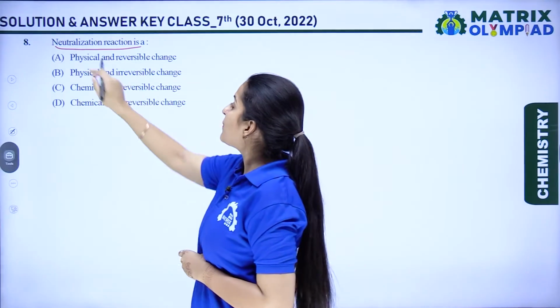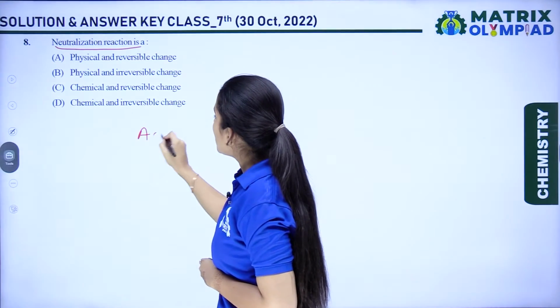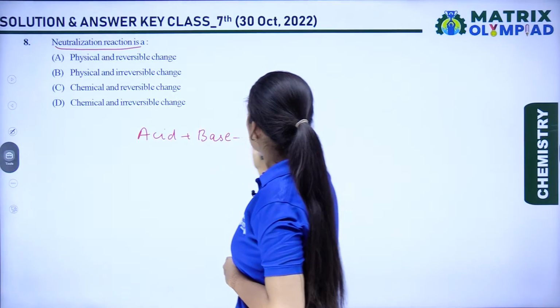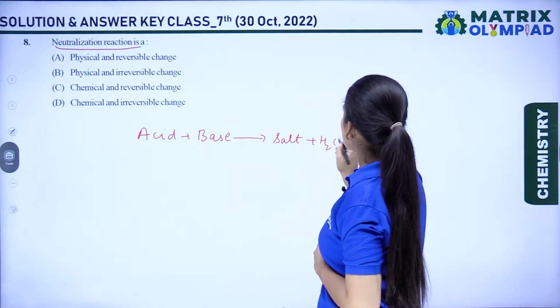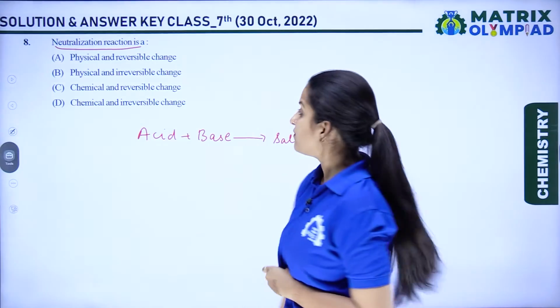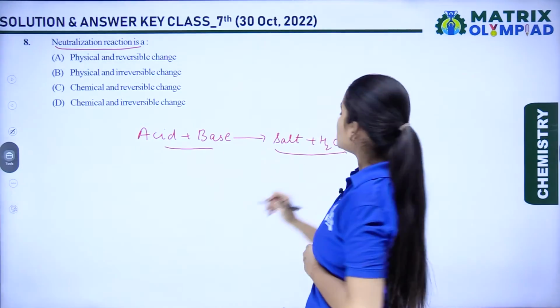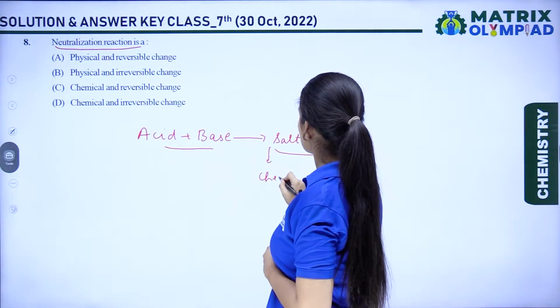First of all, what do you mean by neutralization reaction? When a strong acid and a base react with each other, salt and water are formed. This type of reaction is known as neutralization reaction. So in this reaction, a new product is formed, and where a new product is formed, this is a type of chemical change.